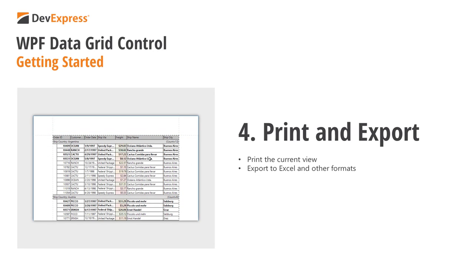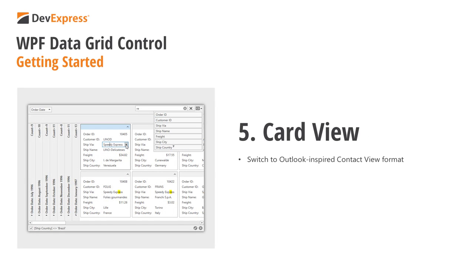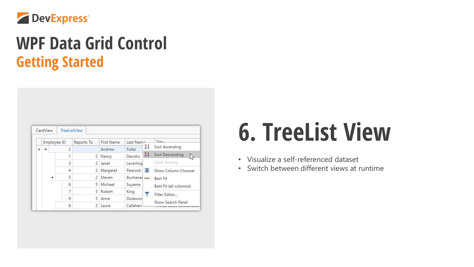The next part of the video will demonstrate how you can print or export the grid's current data display. Then we'll review the basics of the data grid's view technology and switch the display from traditional table to Outlook-inspired contact view. Finally, we'll take a look at the TreeList view that allows you to visualize a self-reference dataset. You'll also learn how to switch between different view types at runtime.